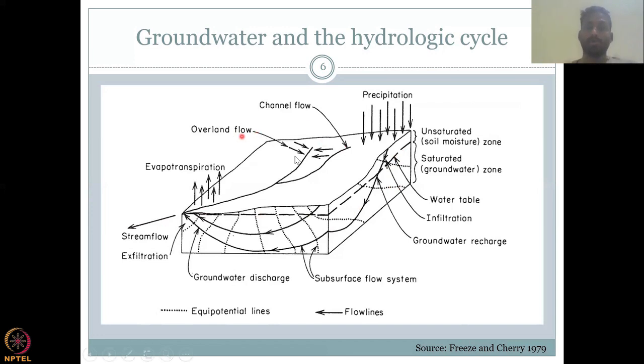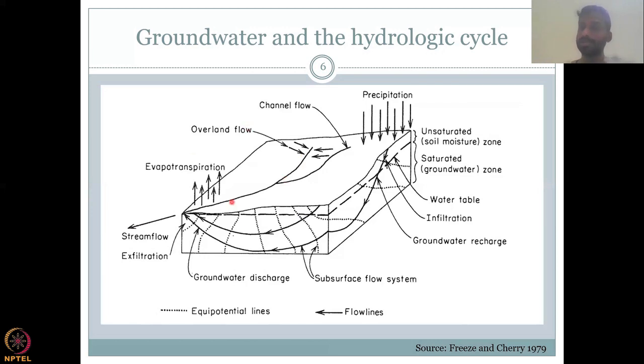Your channel flow and overland flow are nothing else but precipitation that is converted into runoff. Because some of the water might be overland flow. It will just hit the land. Part of it goes down, but most of it would still go on the surface as runoff. And this runoff can also recharge your groundwater.